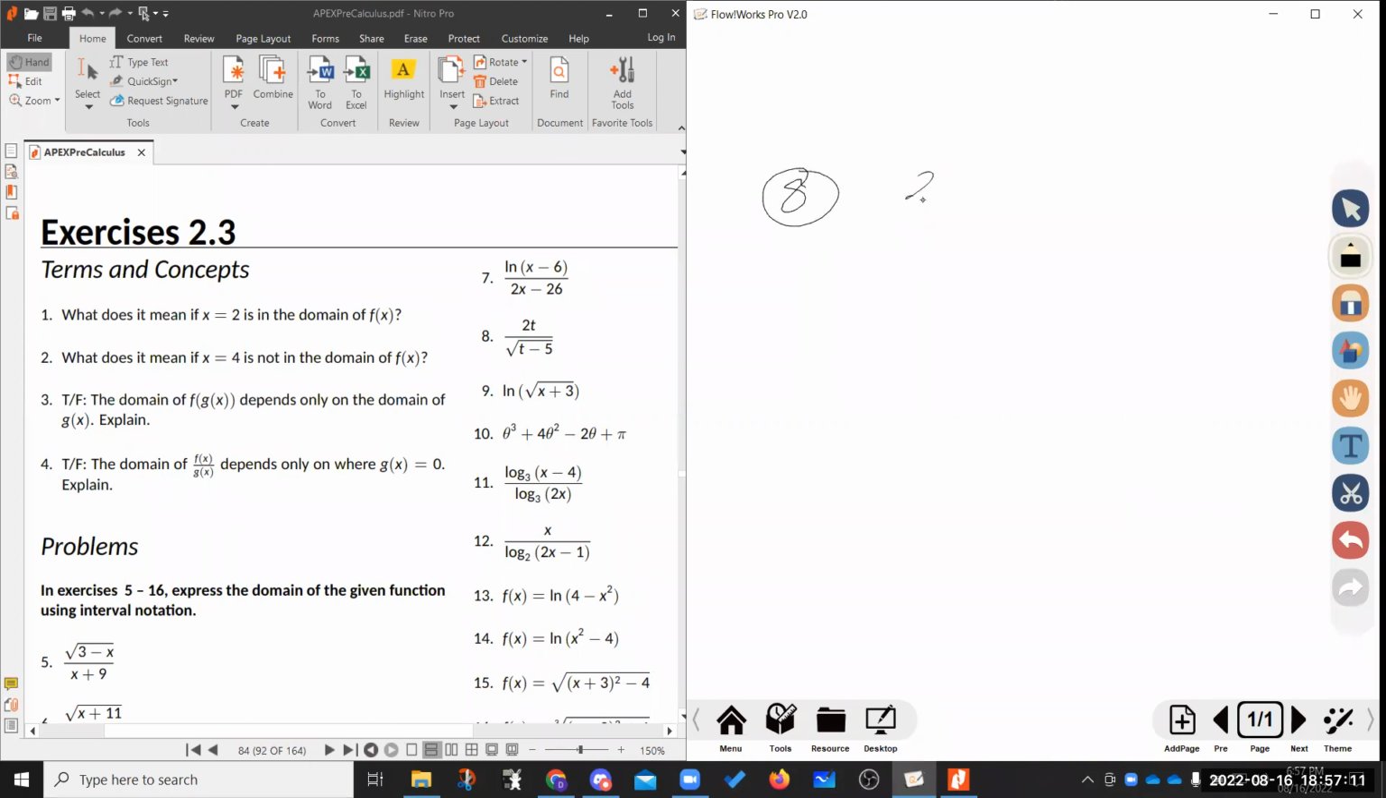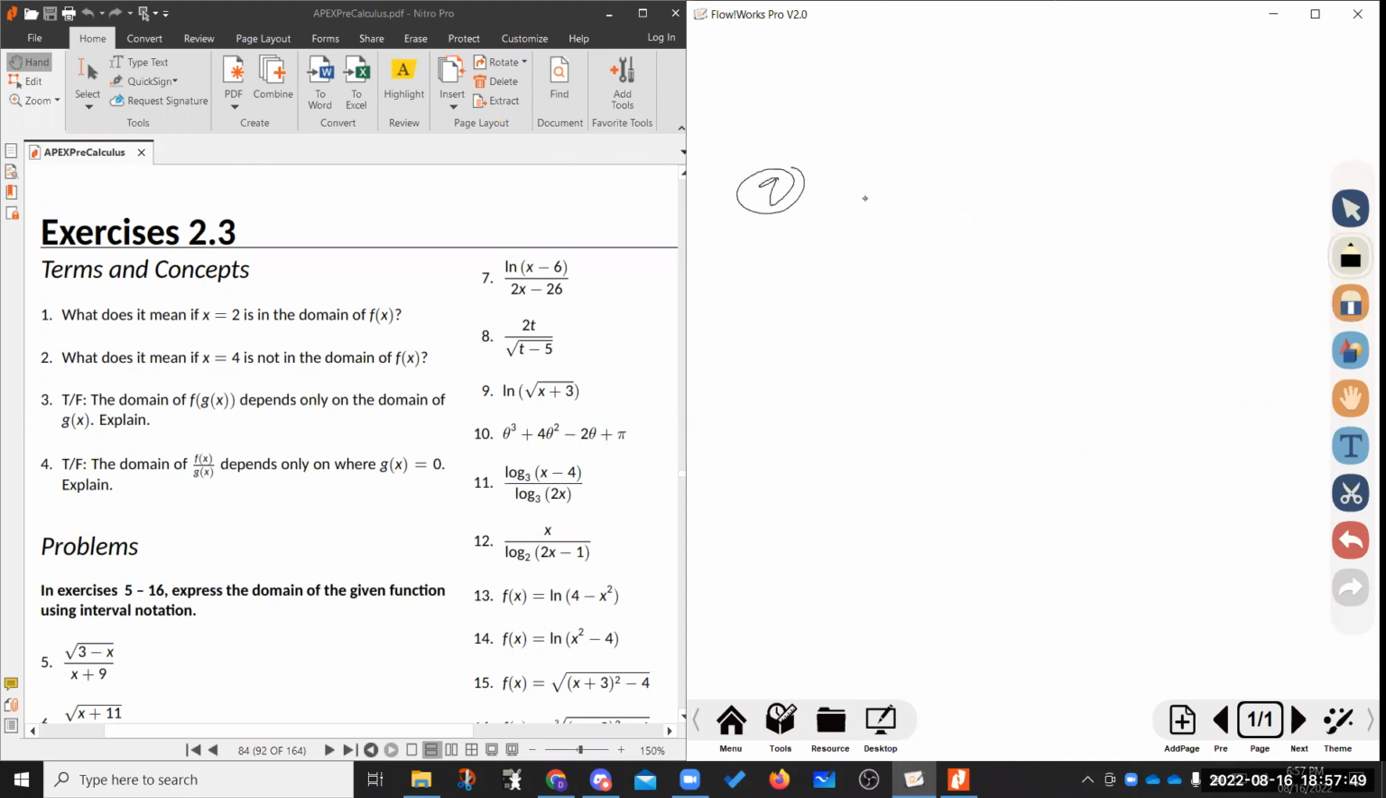8, 2t over root t minus 5. Now be careful because the square root is in the denominator. Normally we'd say greater than or equal to 0, but we can't say equal to 0 because it's in the denominator. So t minus 5 has to be strictly greater than 0 in this case. T has to be greater than 5. There's no restrictions on the function in the numerator. So this is it. 5 to infinity is my domain in interval notation. 5 is not included.